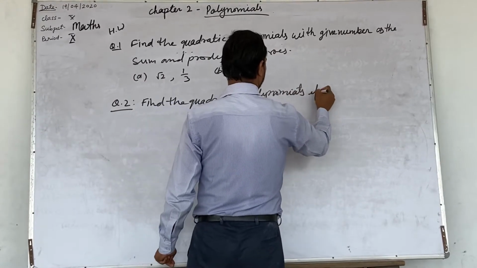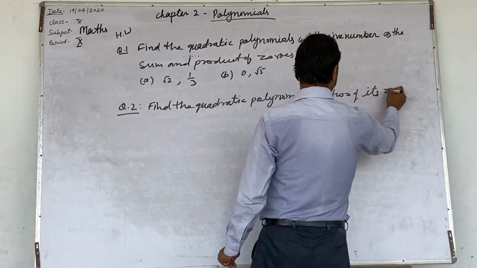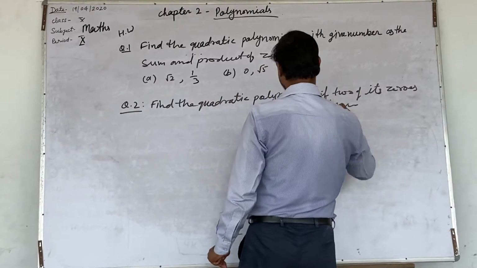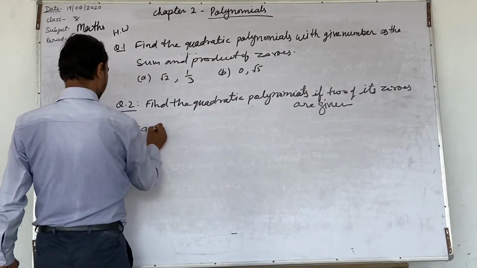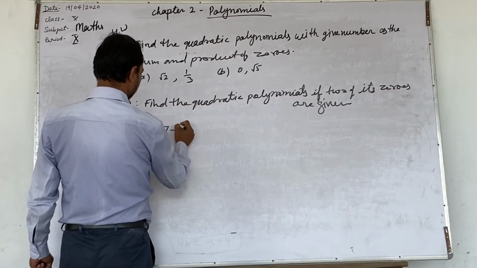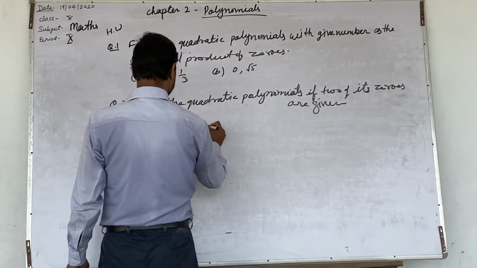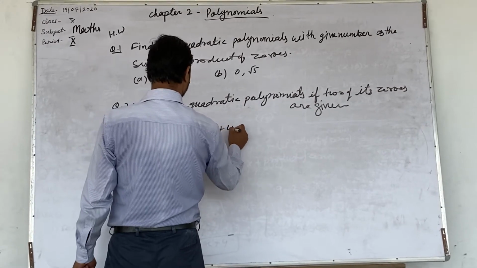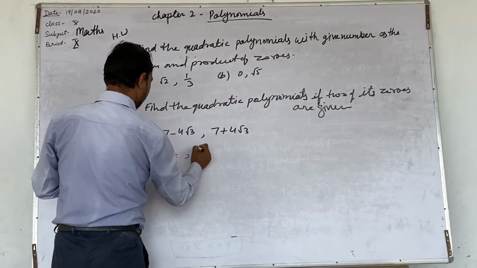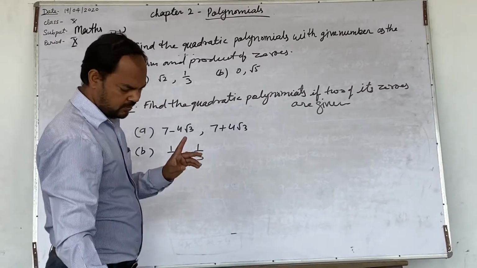if two of its zeros are given. A: 7 minus 4 root 3 and 7 plus 4 root 3. B: 1 upon 5 and 1 upon 3. Now these two are homework. One more example.